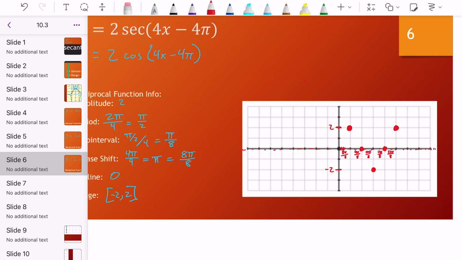We're going to go ahead and connect the dots. Keep in mind, we have to stay within our minimum and maximum. So we want to go ahead and show how those ends curl back down for that graph. Once again, keep in mind, every time that it passes the midline, this is describing where an asymptote would be.